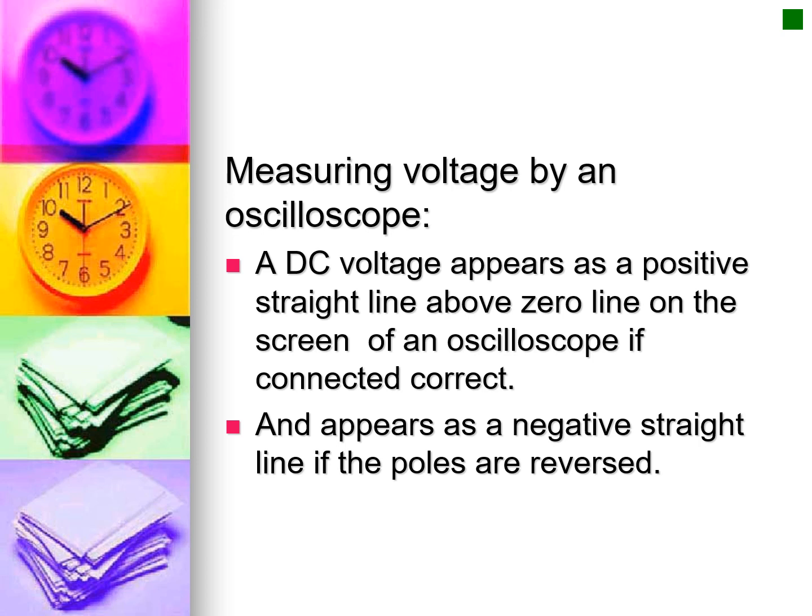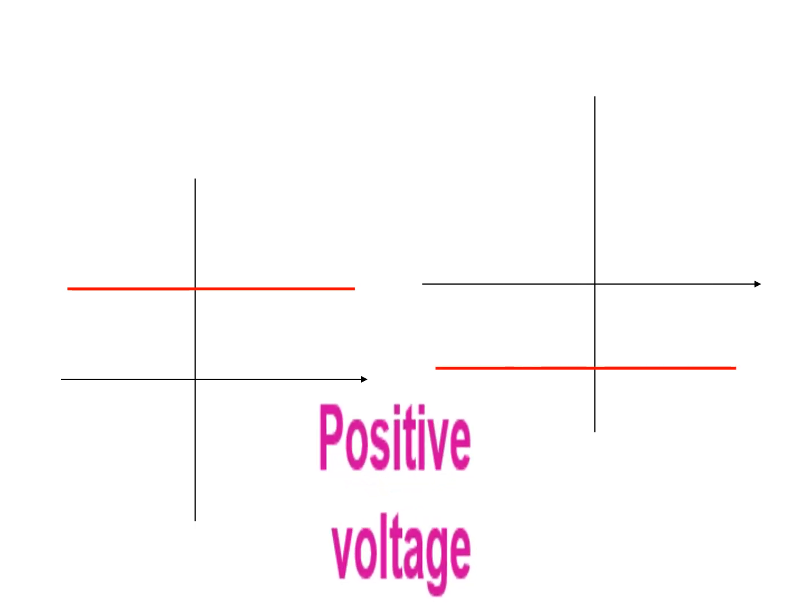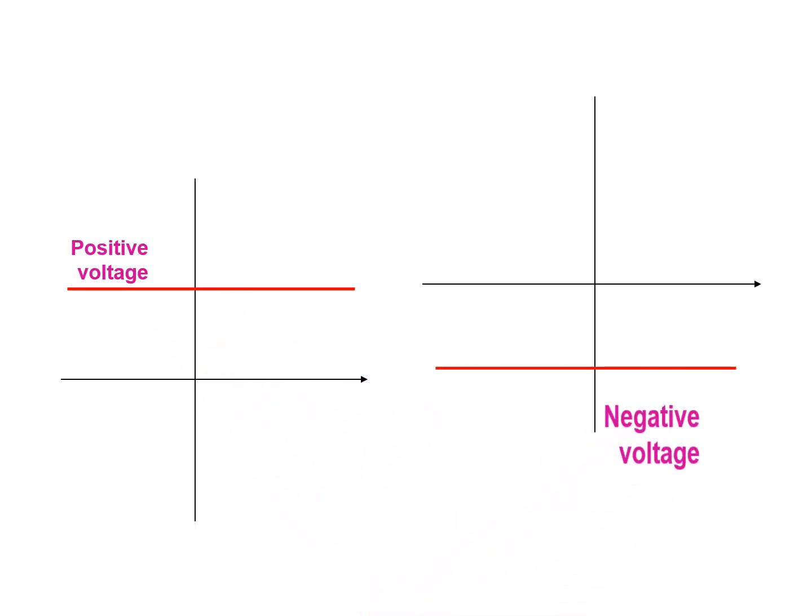A DC voltage appears as a positive straight line above the zero line on the screen of an oscilloscope if connected correctly, and appears as a negative straight line if the poles are reversed. When the voltage is positive, we notice that the line is up. When the voltage is negative, we notice that the line is down. Positive voltage and negative voltage.